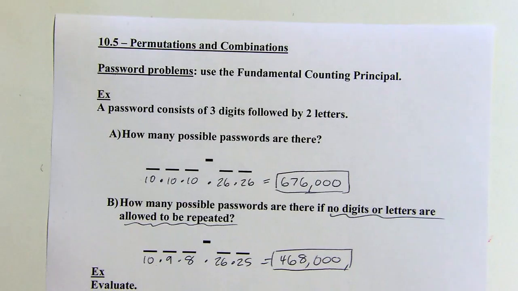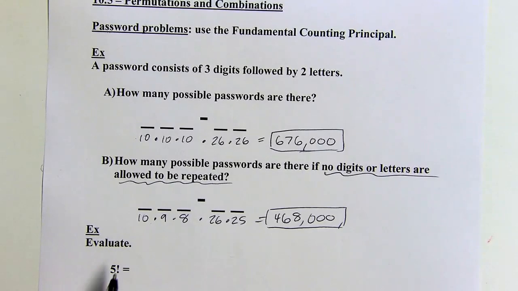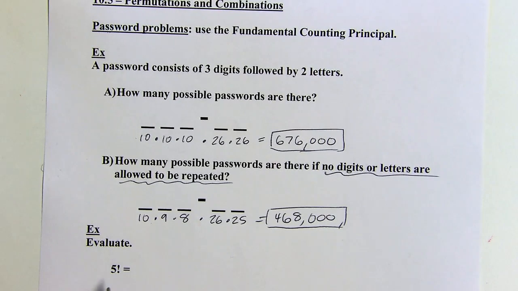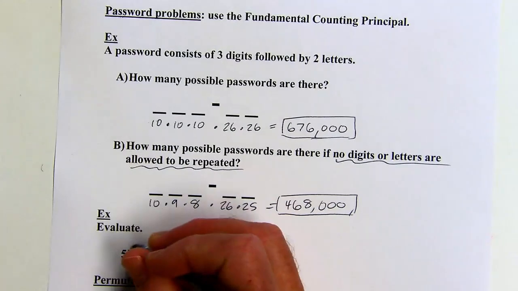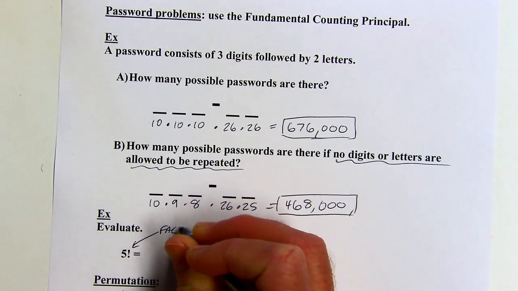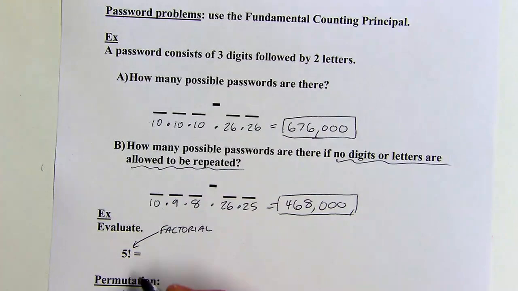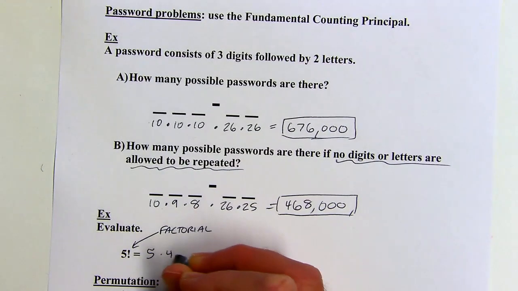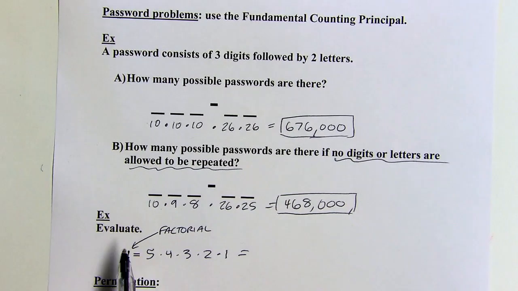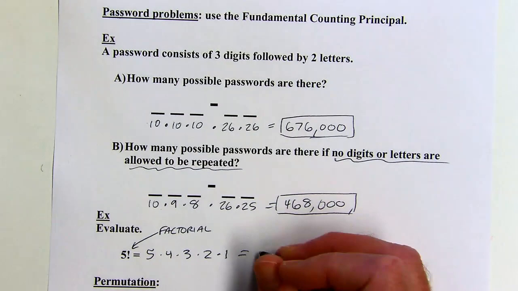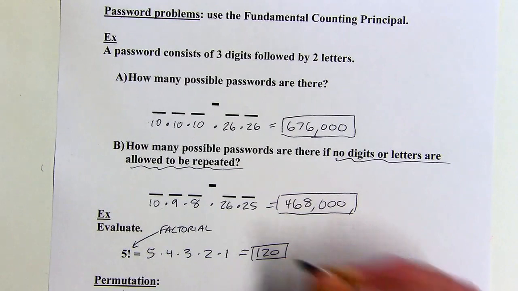Okay, next up we're going to evaluate this. 5. It's actually 5. It looks like an exclamation mark. It's the same symbol, but in probability and in math, this means 5 factorial. So this symbol means factorial. And here is what it means. This means it's 5 times 4 times 3 times 2 times 1. So you use all of the integers going down to 1 and multiply them all together. It's the product of all the integers going down from there. So when you multiply this all together, that's going to be 120.